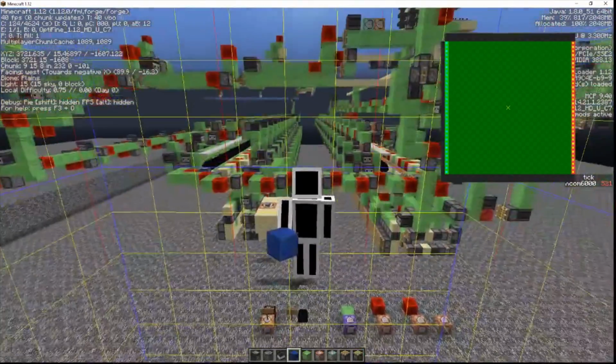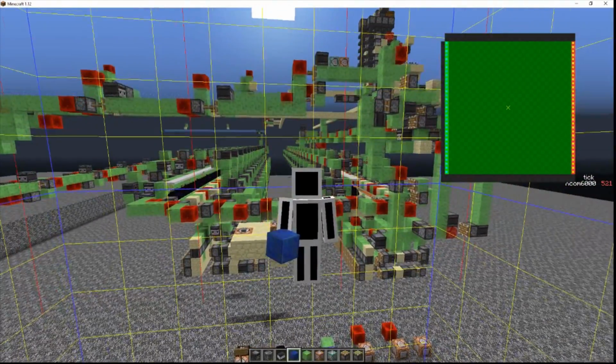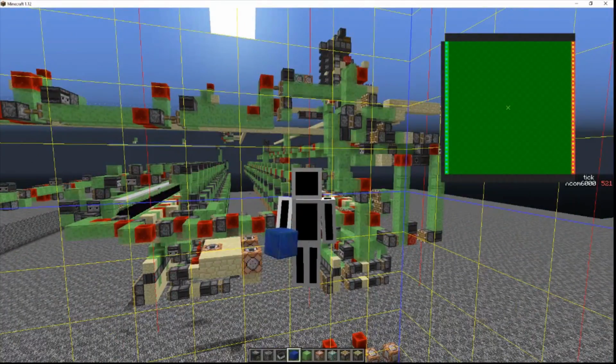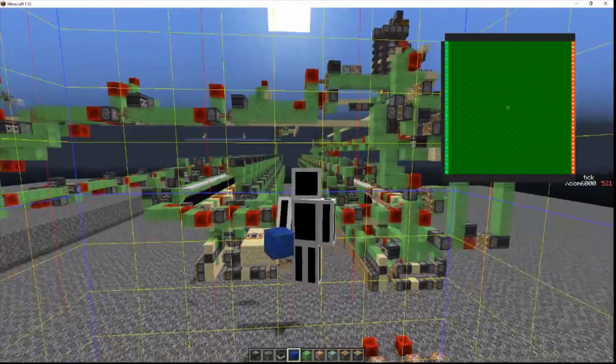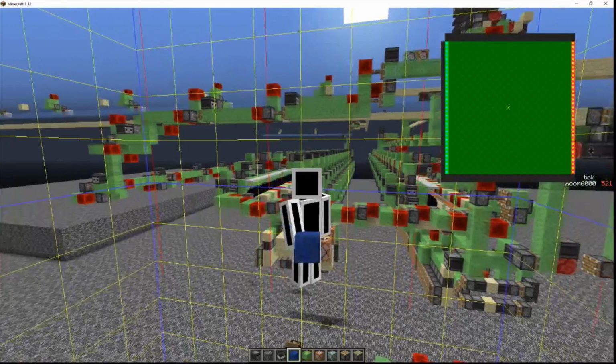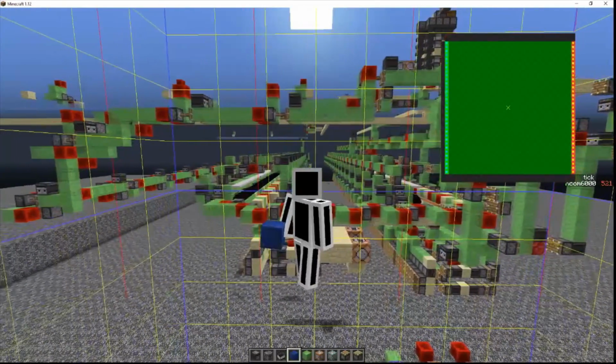So for me, it just means that I have to take this machine over here and move it to the positive region. And for the negative regions, I have to redesign it slightly, offset by one block, and that should be fine.